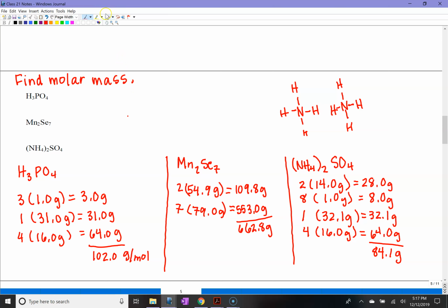And I need to re-add this. So 28 plus 8 plus 32.1 plus 64 is going to give me a mass of 132.1 grams, which is the molar mass of ammonium sulfate.